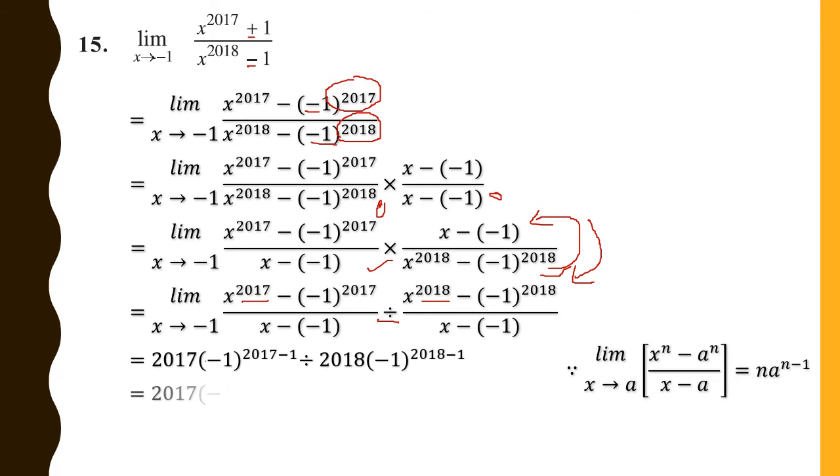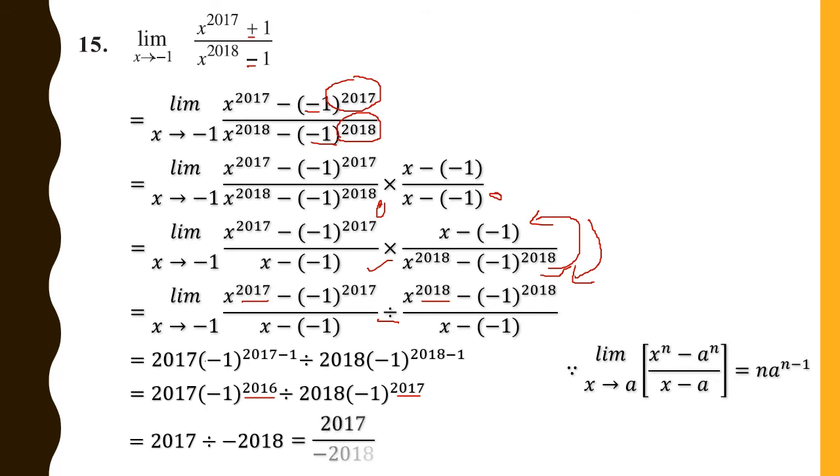We will subtract the powers first. So 2017 into negative 1 raised to 2016 divided by 2018 into negative 1 raised to 2017. Now this 2016 is an even number, so negative 1 will become positive 1. As we know that 1 raised to anything is 1, just the signs may change. 2017 is an odd number, so negative 1 will remain negative 1. So 2017 into positive 1 is just 2017, 2018 into negative 1 is negative 2018. And when we put it in the division, 2017 divided by negative 2018.